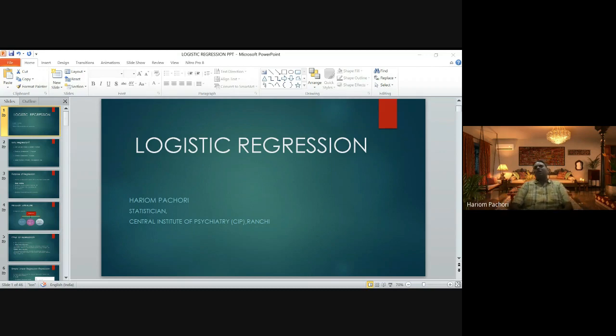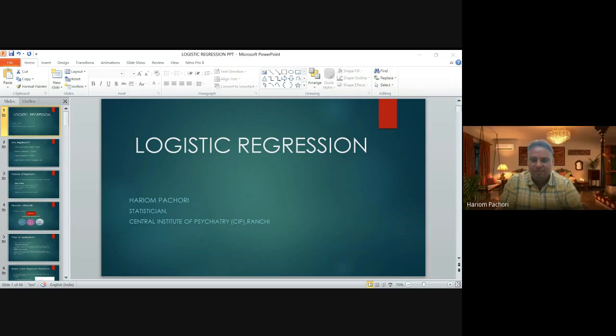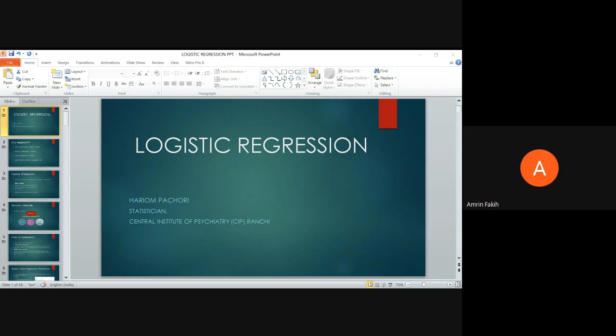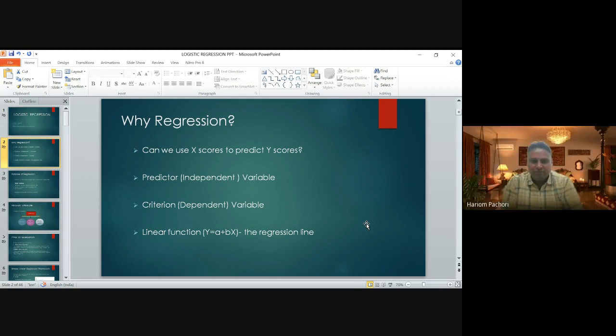So according to you, what is regression? Can any one of you tell me what is regression and what is logistic regression? Any guess? Why are we doing regression? Regression is done to understand the cause and effect relationship between the dependent and the independent variable. Okay, very good.